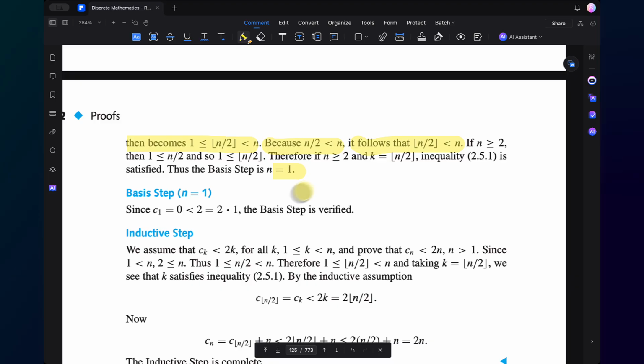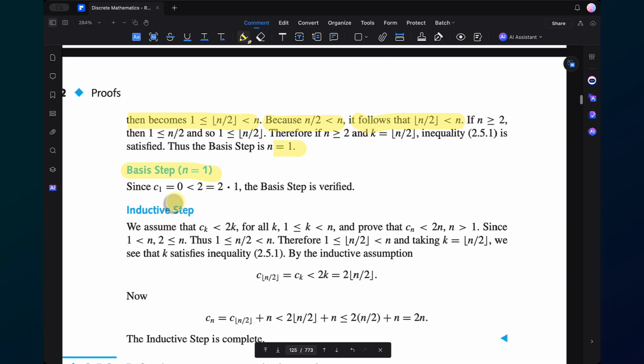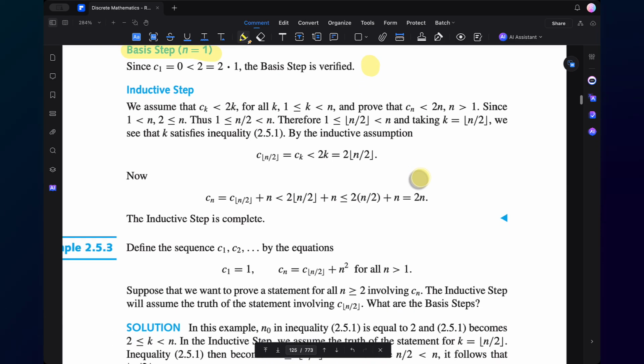Okay? And here we go. Here's the basic step. So C1 is equal to 0, and that's less than 2, which is equal to 2 times 1. So the basic step is verified, right? Now let's assume that C sub k is less than 2 times k for all k between 1 and n. And we want to prove that Cn now is less than 2 times n for n greater than 1.